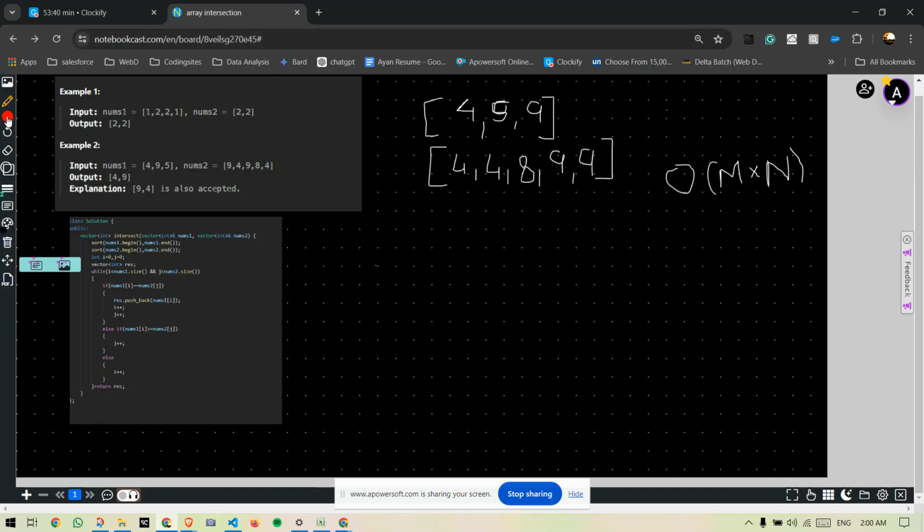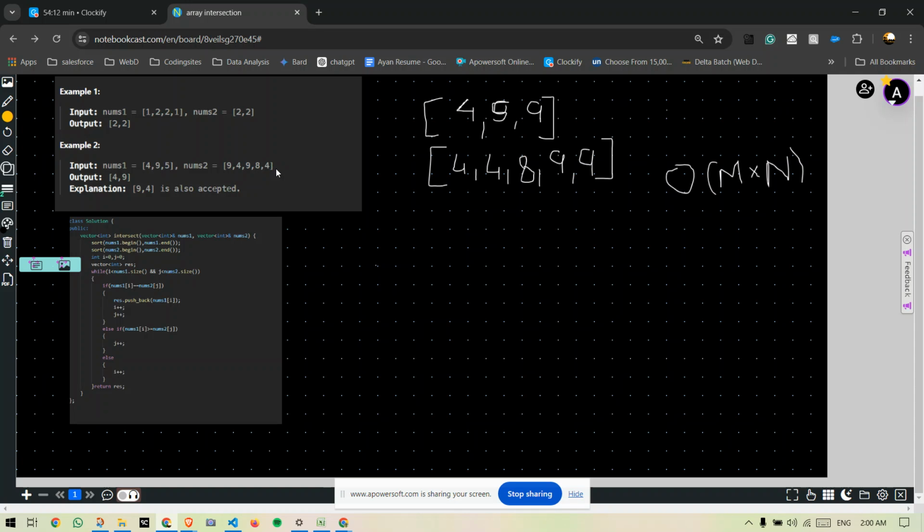For now let's ignore all this, just focus on the fact that a brute force approach that we are thinking of will have a time complexity of m into n, where m is the number of elements of the first array and n is the number of elements of the second array, because for each element of the first array I would be traversing the whole second array potentially to find out whether that element exists in the second array or not.